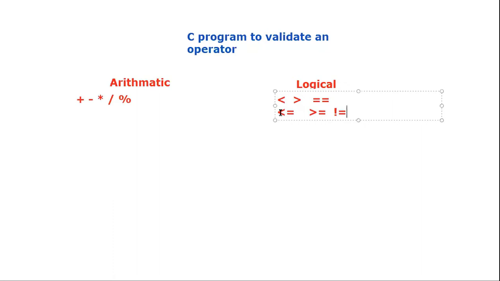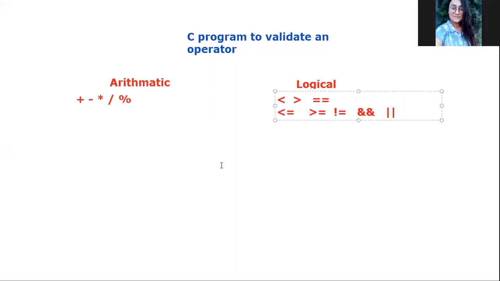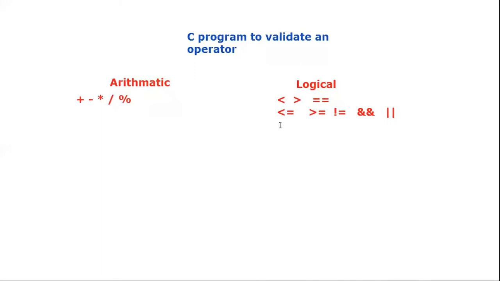Now, apart from all these operators, we have the and and or operators also. In case of logical operators, we have logical and, or logical or. And another one, that is the assignment operator. So when we're talking about equal to, only the equal to symbol, that is the assignment operator.